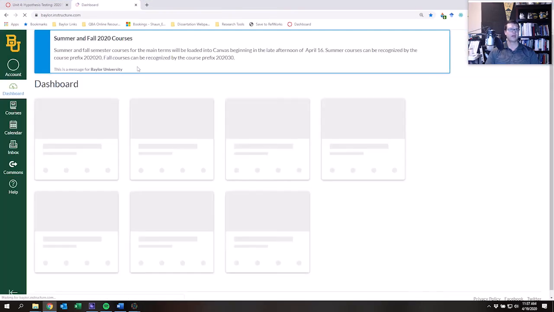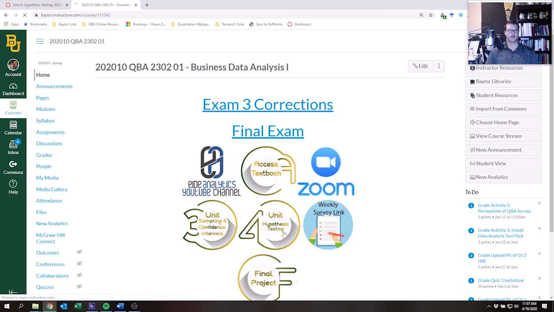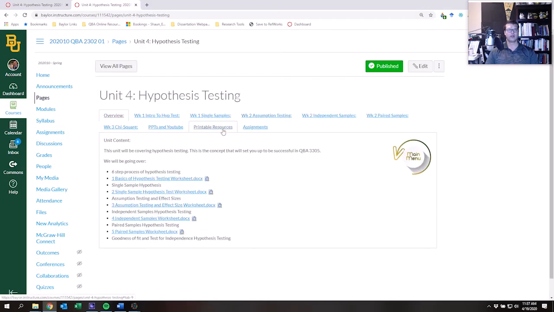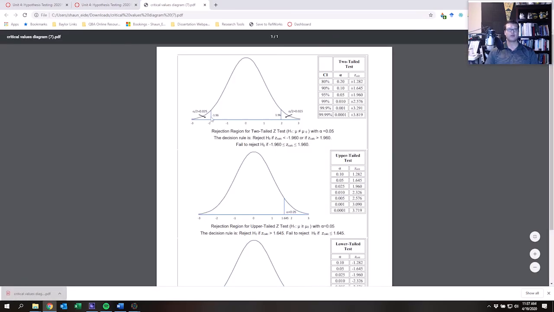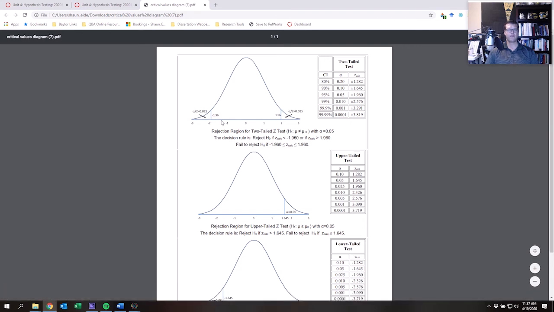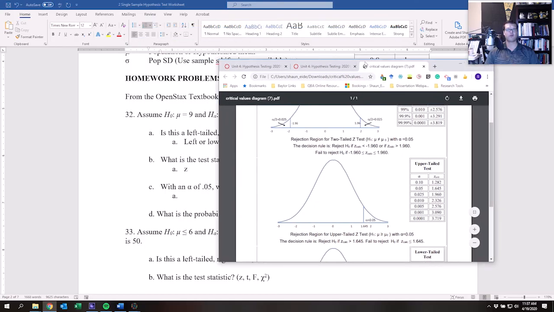So let's see here, Unit 4, and let's go to Printable Resources, Critical Values Diagram. I just pulled up the critical values diagram, and you'll notice right here, you come down here, this is a lower tailed test with an alpha of 0.05, and the critical value, it's literally just written right there for you, is negative 1.645. Negative 1.645 for an alpha of 0.05. So what that means is that there's a 5% chance of committing type 1 error.